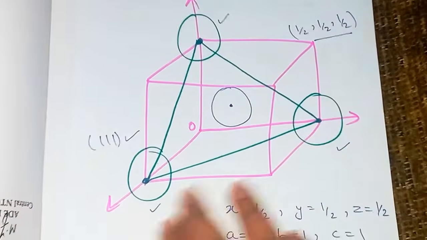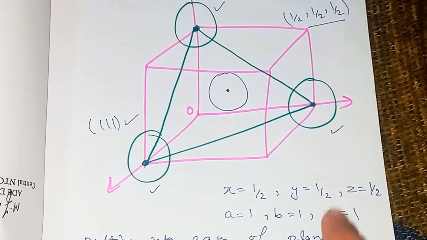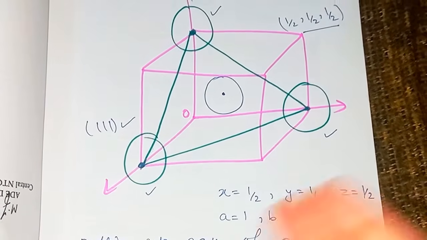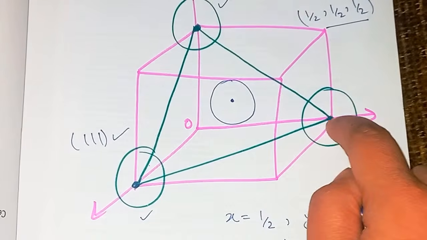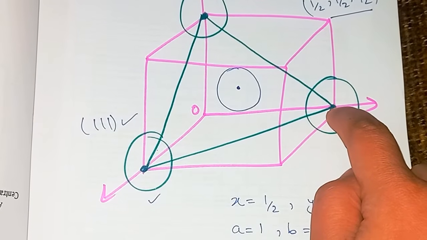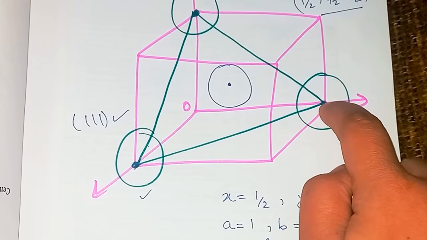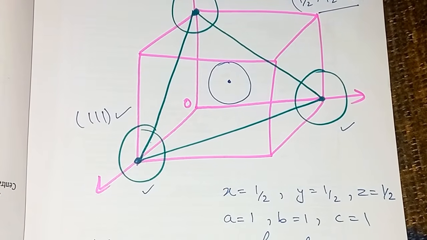So they will be considered, and let me show you how we can prove that these atoms are also contributing to the plane, other than the fact that we can see that obviously their centers are at the corner of the unit cell, and the plane is also intersecting the corner of the unit cell, so obviously they are contributing to the plane.